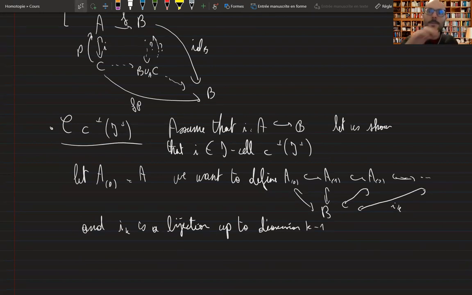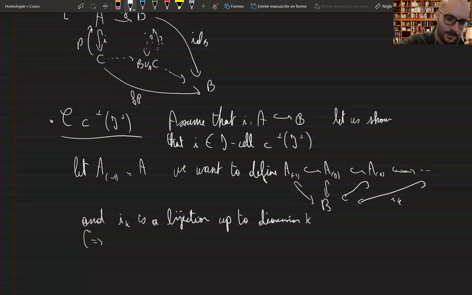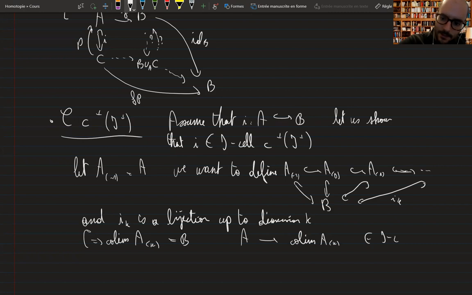All right. So the idea here is that we start from A0, which is A, and we are going to glue cells. So, okay, maybe I will do a shift in degree. I will start with minus one. And I will glue enough zero simplices to A such that we have a bijection in degree zero. Then enough simplices so that we have an inclusion in degree one, degree two, and so on. And at the end, the colimit of AK will be B. And A into the colimit of the AK is in I cell. So essentially, I want to show that this inclusion here can be obtained as this inclusion here, which will be a colimit.